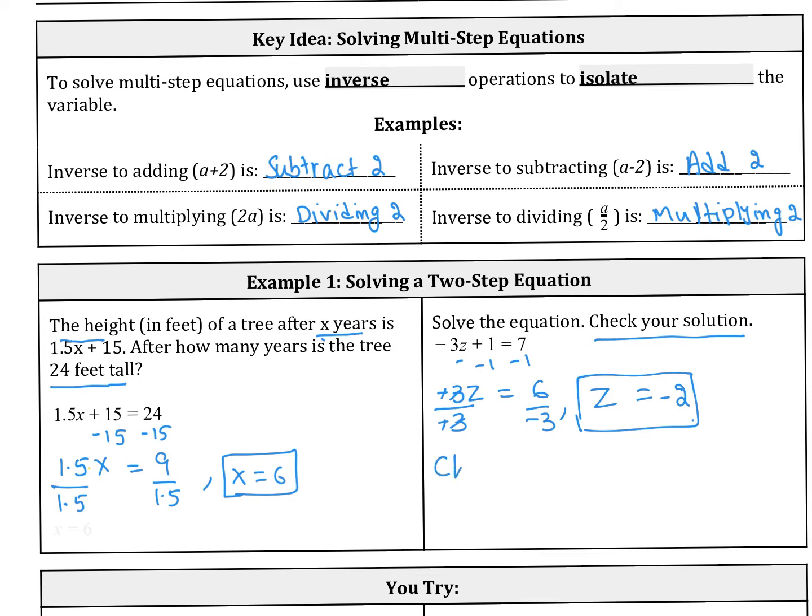You use the given equation, -3z plus 1 equals 7, and instead of z you use its value, -2. So -3 times -2 is 6, plus 1 equals 7, which means 7 equals 7. That is true, so the checking is complete, and the right answer is z equals -2. Now please pause the video and try the try problems, and we will go over them together as a class.